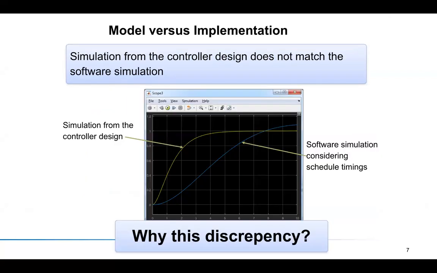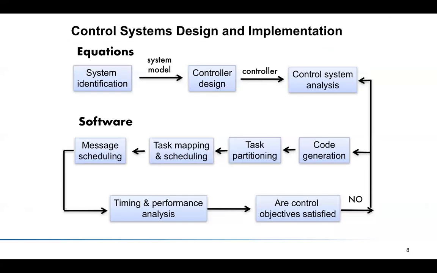Now, it turns out that if you just simulate the behavior of the controller without taking into account all these intricacies of the implementation platform, the behavior that you might get is indicated by this yellow line. Whereas the moment you take into account all of these intricacies of the implementation platform, what you get is this blue line, and you see that there is a discrepancy between the two. And the question is, from where does this discrepancy arise?